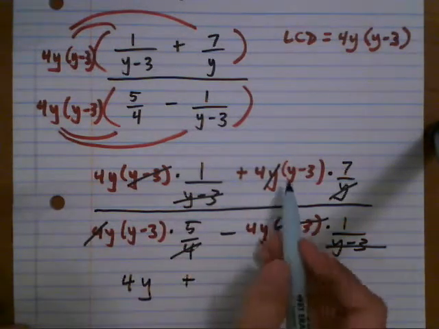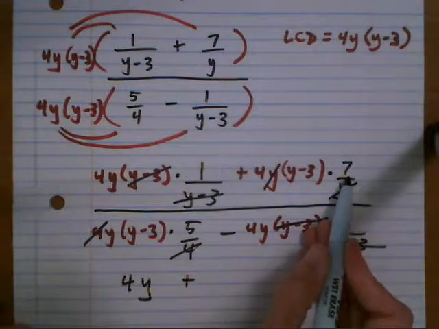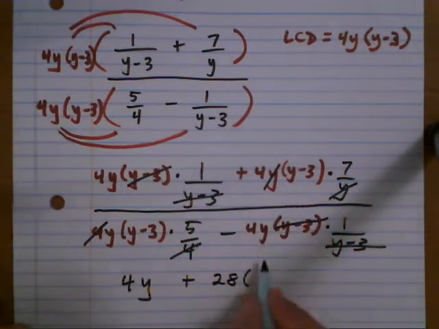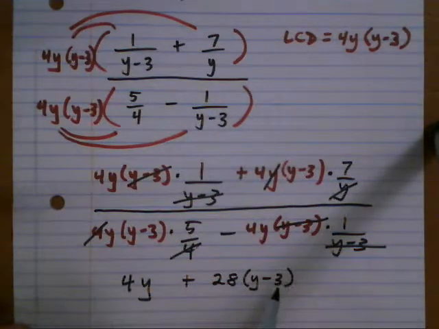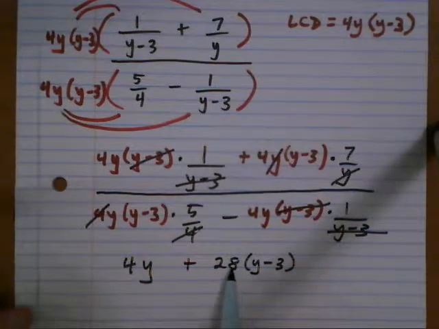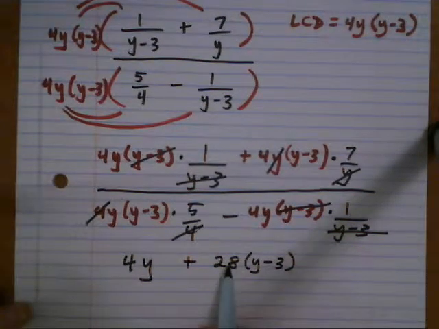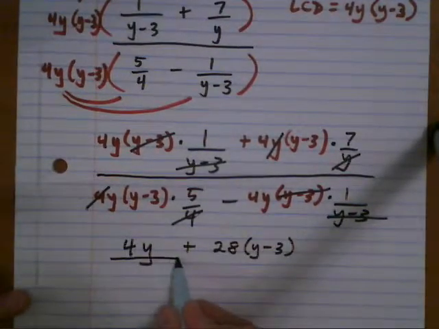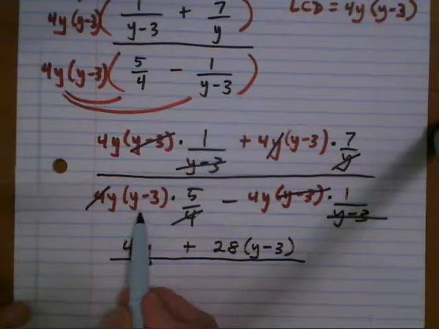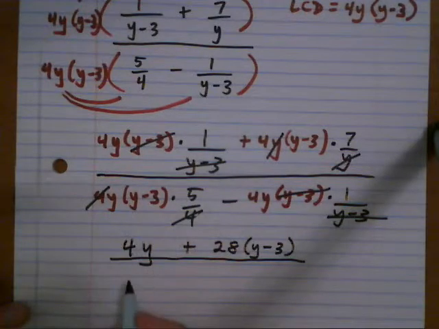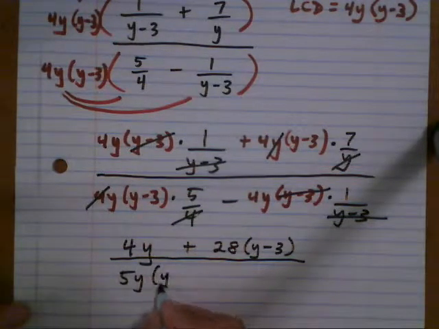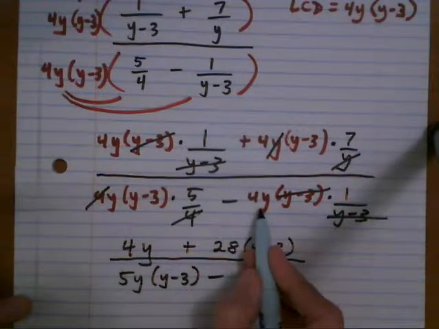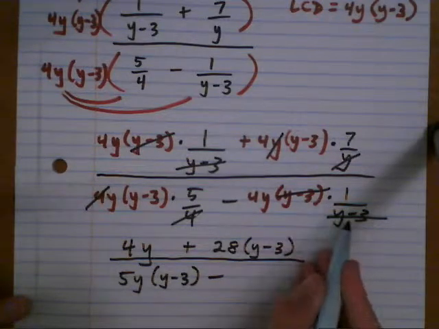Plus 4 times y minus 3 times 7. So let's do 4 times 7 is 28, and bring down y minus 3. And it's really important that it's in parentheses, because we don't want to just do 28 times y. We want to do 28 times the entire factor, y minus 3. And that's over, and on the bottom, we're left with 5y times y minus 3. Again, parentheses are very important around the y minus 3. And then minus 4y, and that's it, because it's divided out to 1.